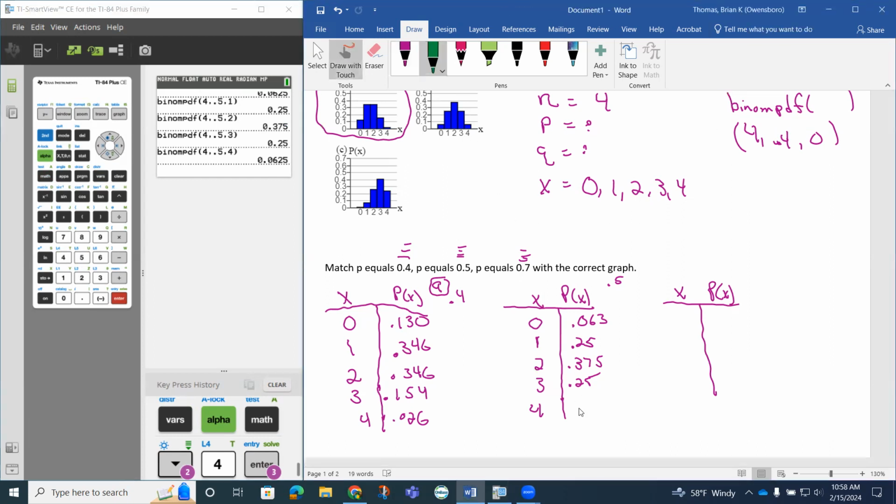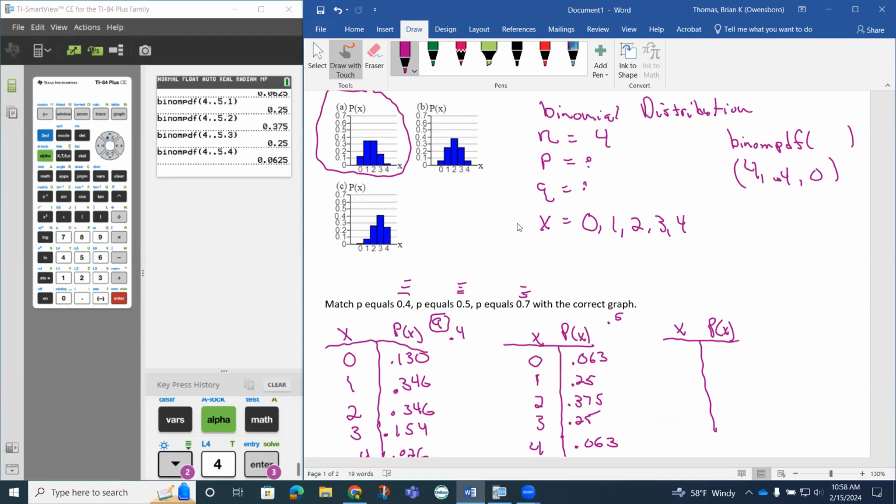That kind of makes sense as well, that there's a bell-shaped curve to this because we're talking about 50%. So that one should look bell-shaped as well, 0.063. Now see how this one here looks very symmetric. That makes sense for 50%, that things are kind of balanced out. So it looks like the 0.5 goes with B.